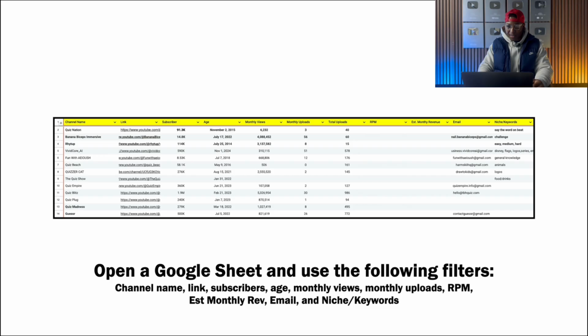And the most important line here is the email. We need this email because we're going to actually reach out to them via email. And then niche/keywords. I use a software that lets me know exactly what keywords this channel is using. This is going to help me in the future find more channels in this niche.